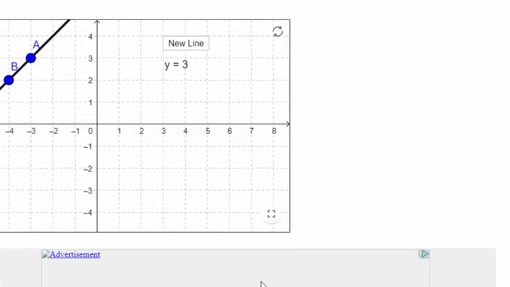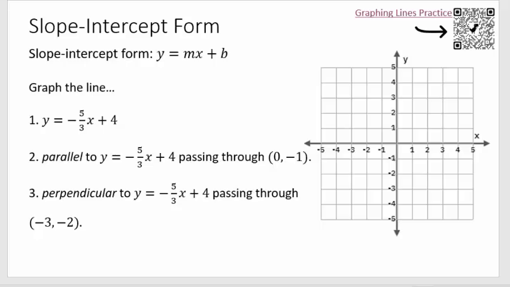So graphing the line y equals -5/3 x plus 4, we can recognize the slope is -5/3 and the y-intercept is 4. So to graph, I'll first locate the y-intercept and then use the rise and the run to determine another point on the line. So the rise is -5, so I'll count down 5 spaces, and the run is +3, so I'll count right 3 spaces, and then connect those 2 points with a line.